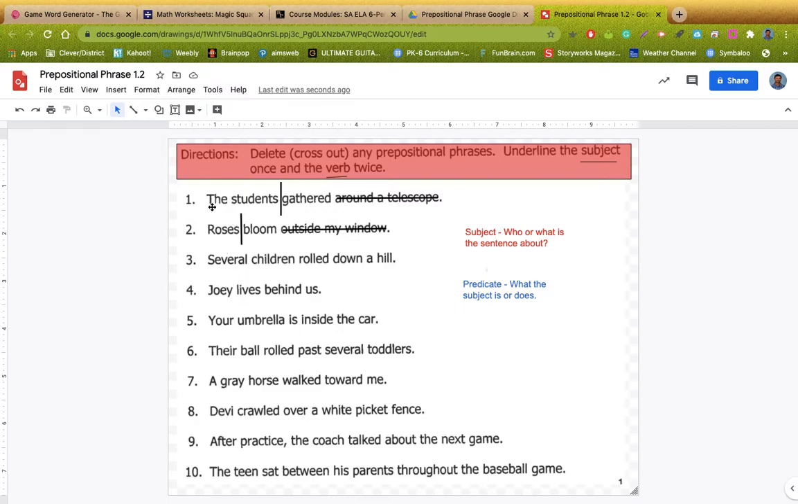Look at number 1. Who or what is the sentence about? It's about the students. What did the students do? They gathered. That's it. This is what you're going to do for the rest of the sentences: cross out the prepositional phrases and add a subject predicate line.